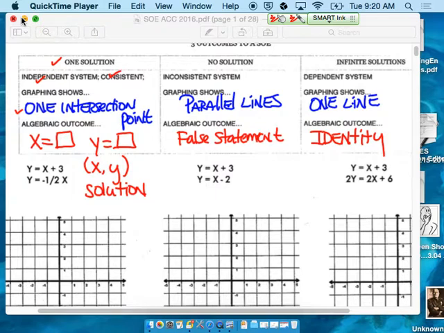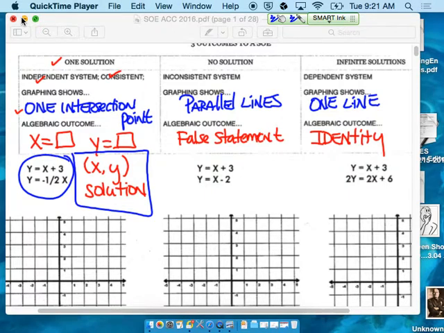within that system. The most common outcome for a system of equations is the one solution outcome. Sometimes it's referred to as independent or consistent. When you graph a system of equations with one solution, you have one intersection point. Algebraically, the outcome would lead you to one x value and one y value that would bring you together with an ordered pair that would make all of the equations within that system true at the same time.